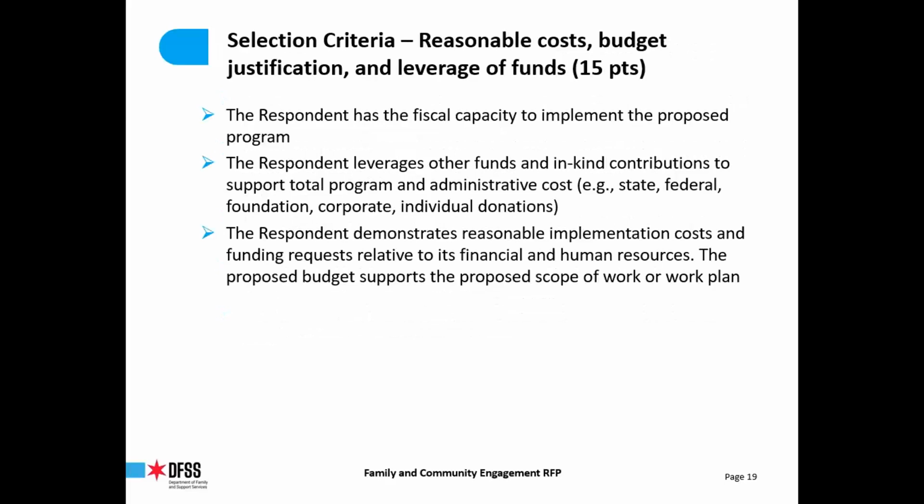Next slide, please. And lastly, reasonable costs, budget justification. There is a cost proposal that everyone has to fill out as opposed to a line item budget. So we want to see that you have the fiscal capacity to implement the proposed program. We want to see what kind of non-federal share you can leverage. Head Start requires a match, a non-federal match, either in kind or cash. So we're asking you questions about that, and reasonable implementation costs and funding requests relative to financial and human resources.